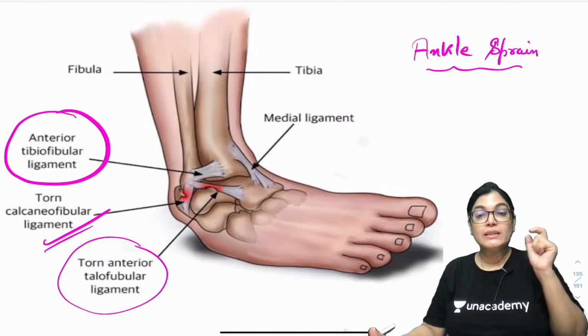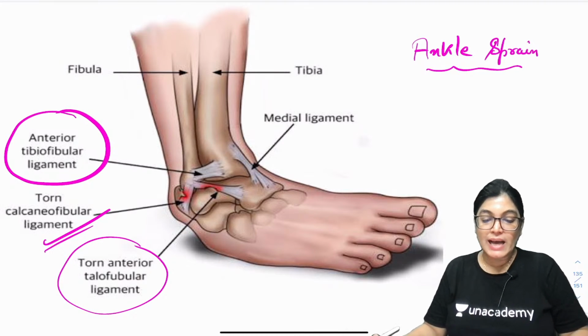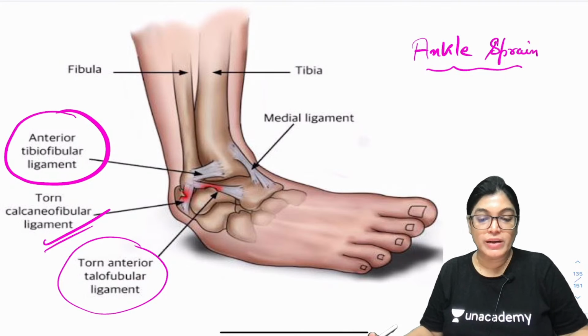If you want to know the most important component among these lateral ligaments which is stretched and torn, the answer is the anterior talofibular ligament. So, please write down this important information.